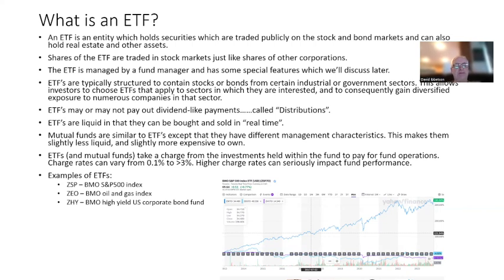Here are some examples. These are all ones that I either own or have owned. The first two I still own. The last one I used to own. ZSP is a Bank of Montreal ETF, which is representative of the Standard & Poor's 500 index. So it essentially represents the US stock market.